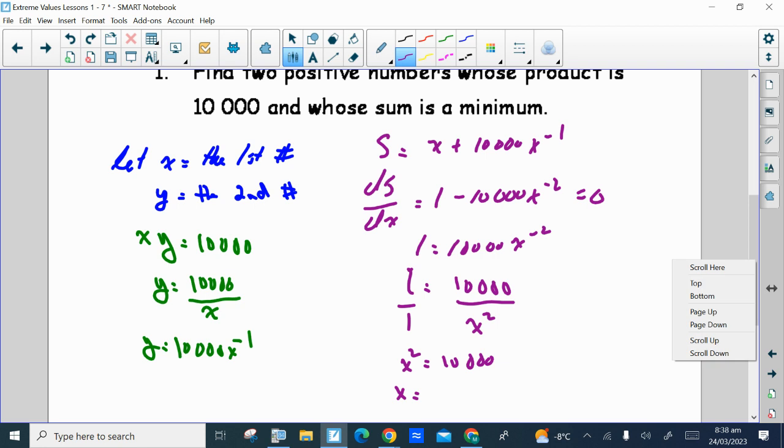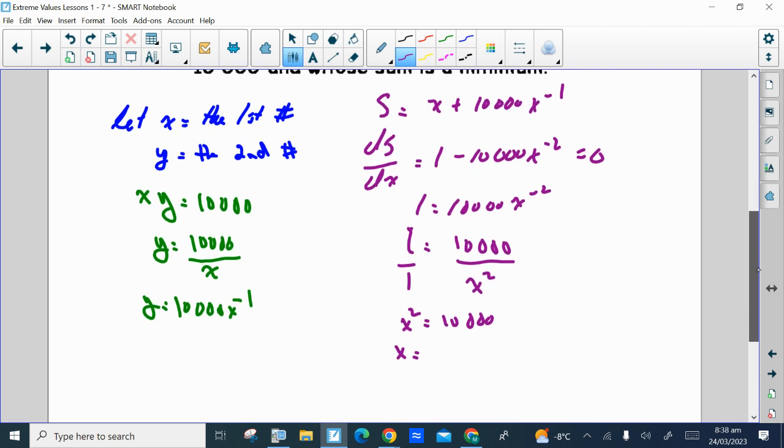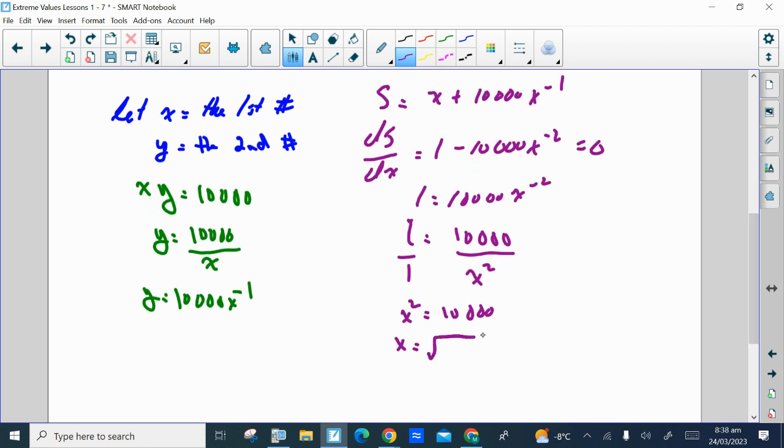And x would equal, now normally we would say there would be two roots, the positive and the negative, but we're asked to find two positive numbers. So we'll just take the positive root of 10,000, which is 100. So there's the first number. x is 100. And the second number, y, is found by going 10,000 over x, or 10,000 over 100, which is also 100.